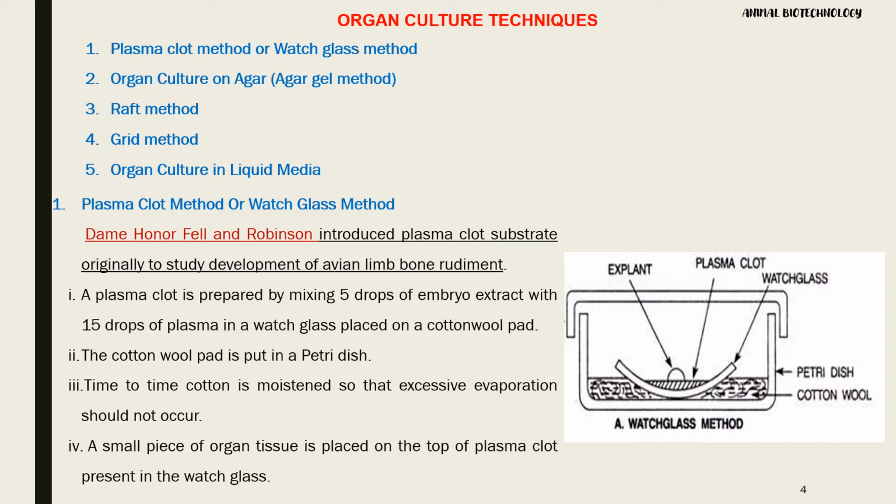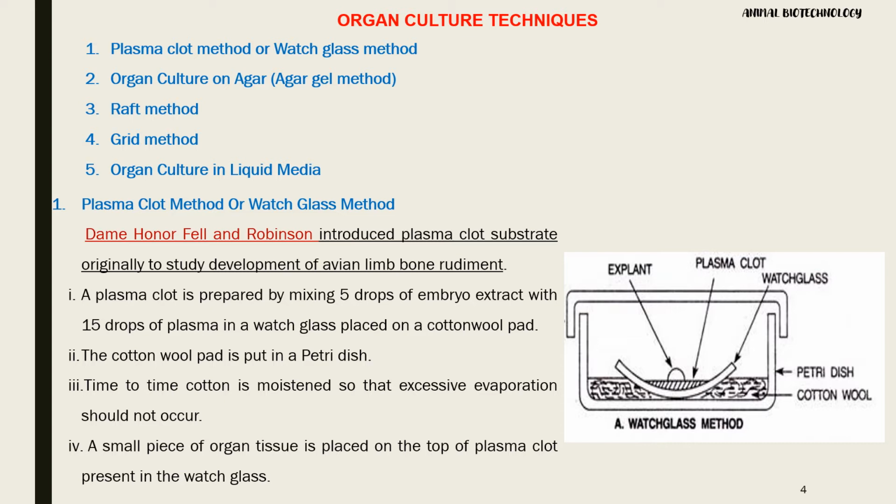First, plasma clot method or watch glass method. In this method, a watch glass is placed over a moistened wool pad placed in a Petri plate. A plasma clot is prepared by mixing 5 drops of embryo extract and 15 drops of plasma. This plasma clot is placed onto the watch glass, over which the organ tissue is placed. The cotton should be moistened at intervals to keep it moist, as shown in the adjacent figure.